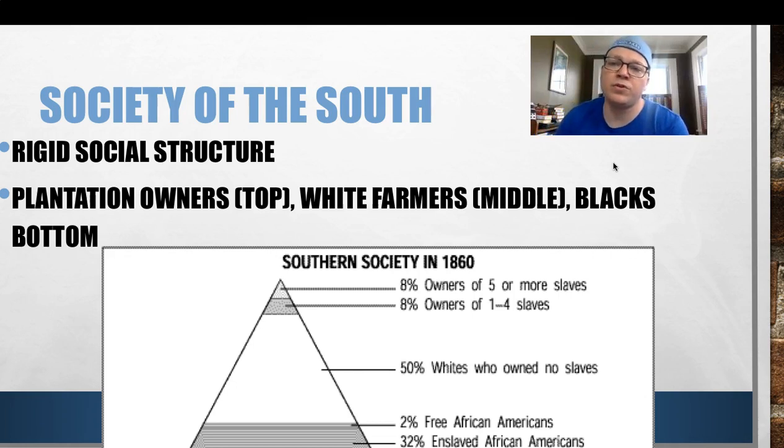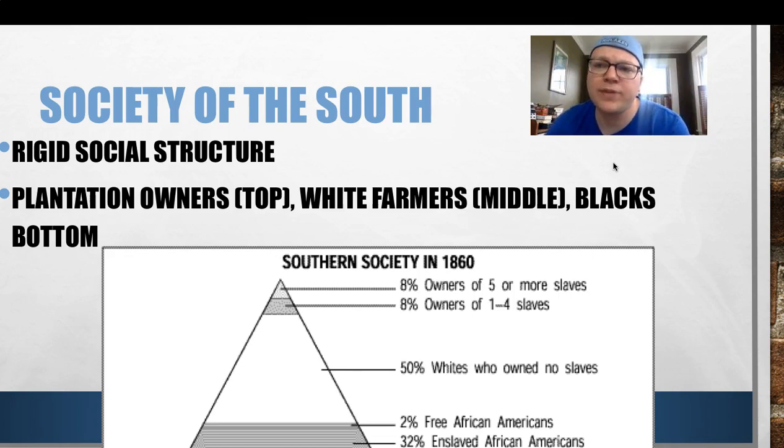The social pyramid had the plantation owners at the top, but again, the top of the pyramid has the least amount of people, but they had the most power. 8% owned five or more slaves, and this goes back to the other chart we talked about. All right, so that's including somebody who owns five and somebody who owns 5,000. So not a lot of people owned slaves. The majority of people did not own slaves.